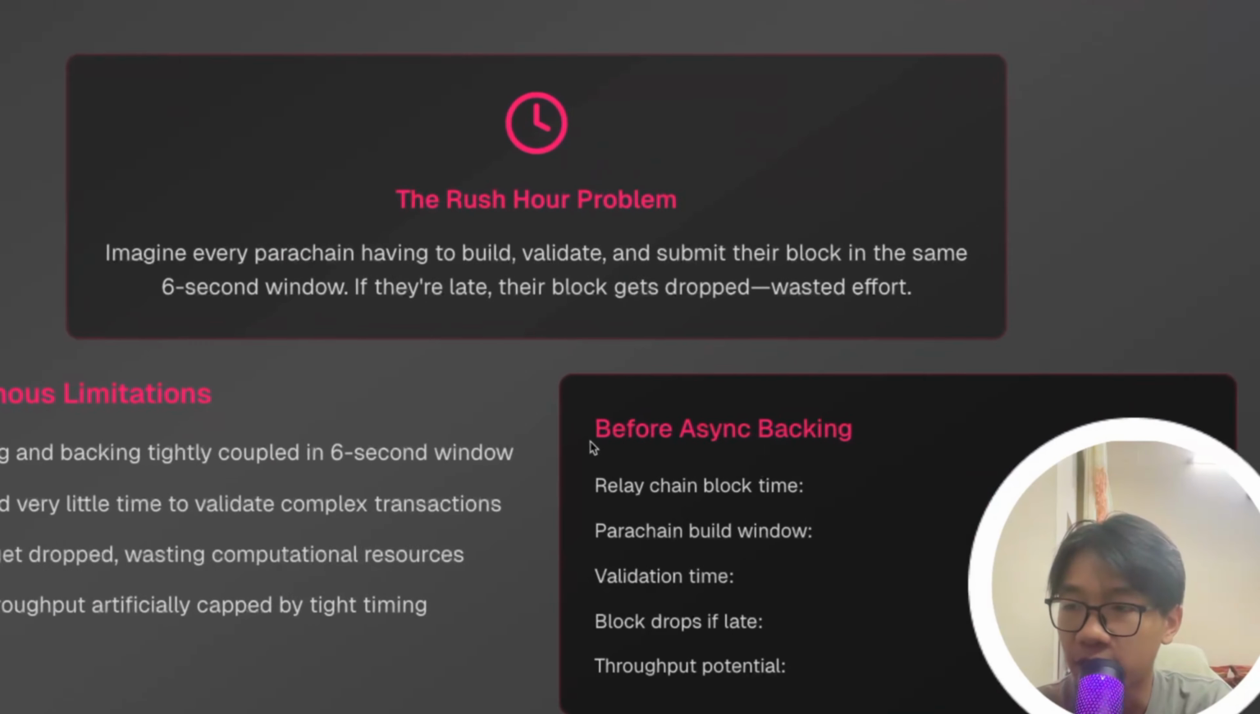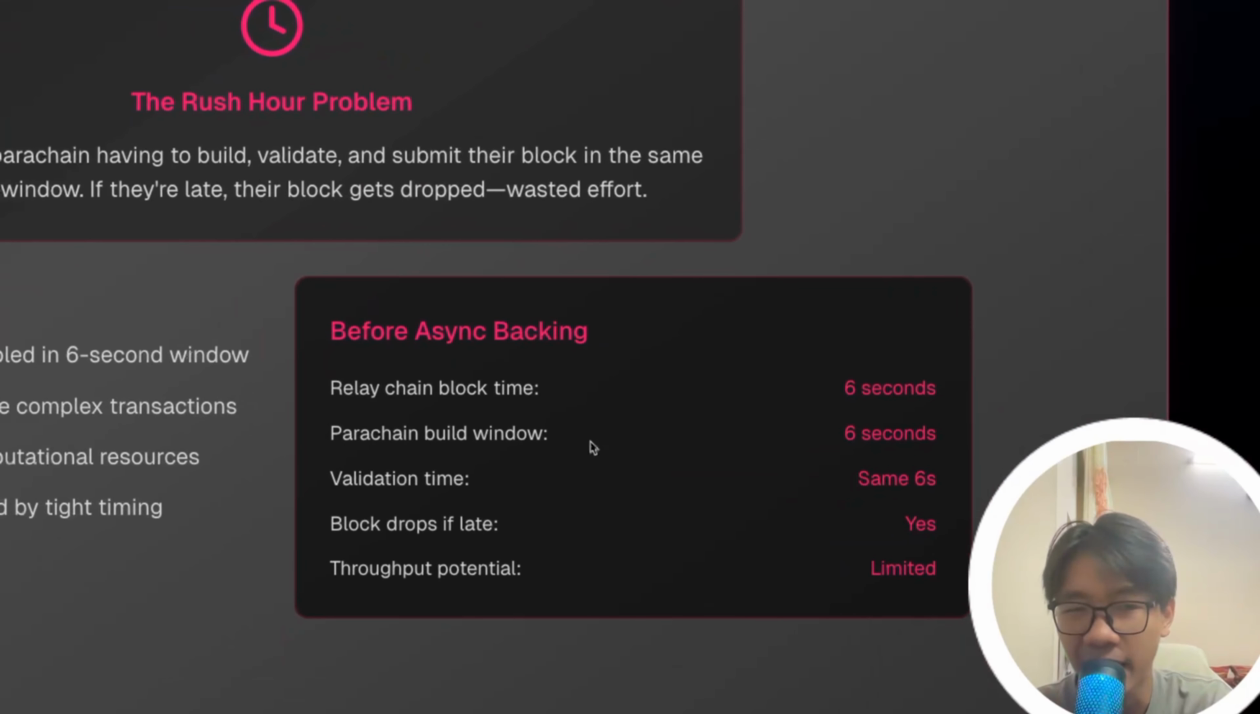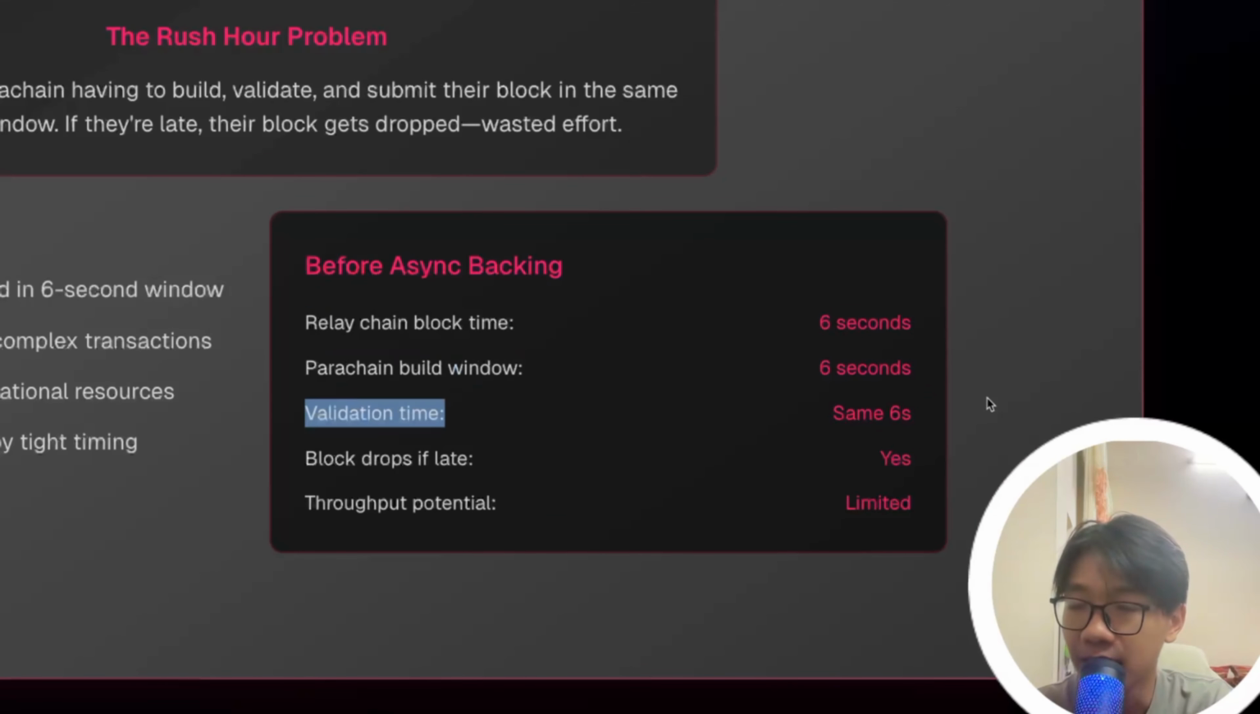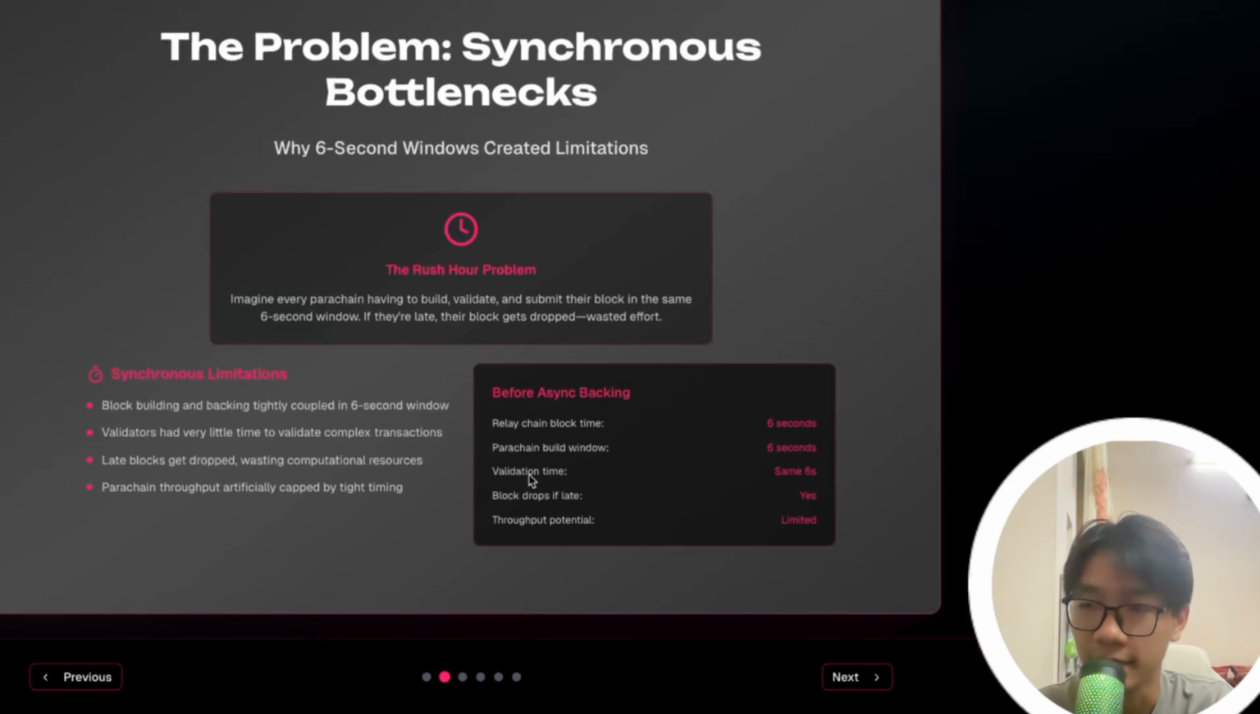And here we also have some statistics for the architecture before async backing. The relay block time is around 6 seconds. Parachain build window is 6 seconds. Validation time is the same, 6 seconds. Block dropped if late, yes, and throughput potential is limited.